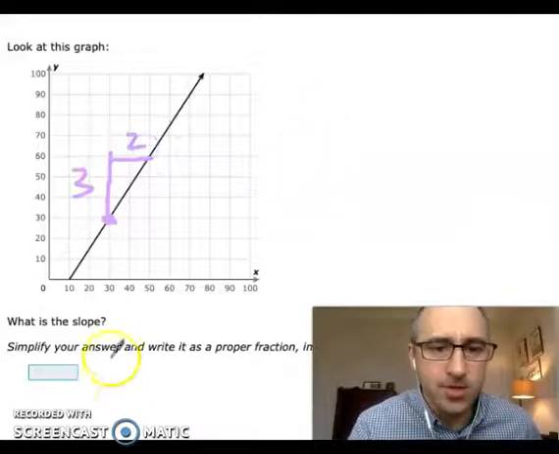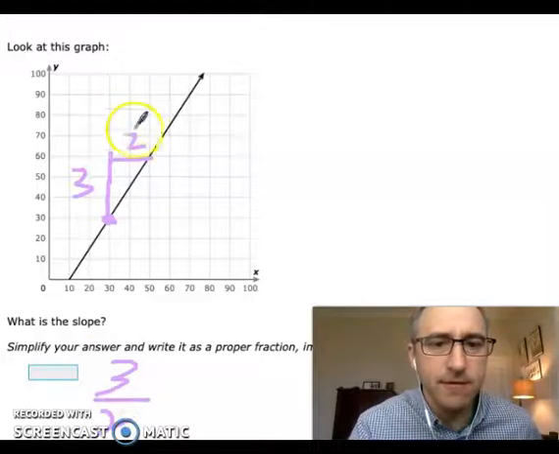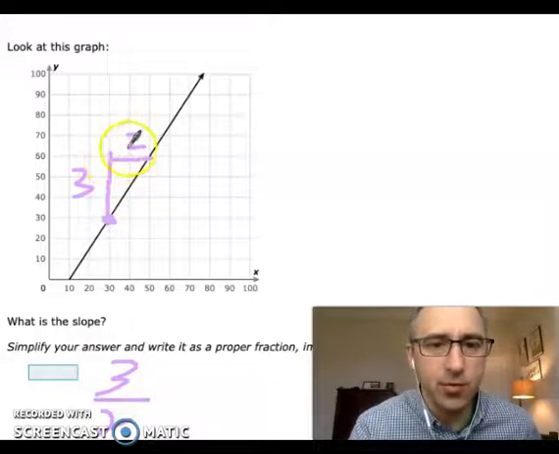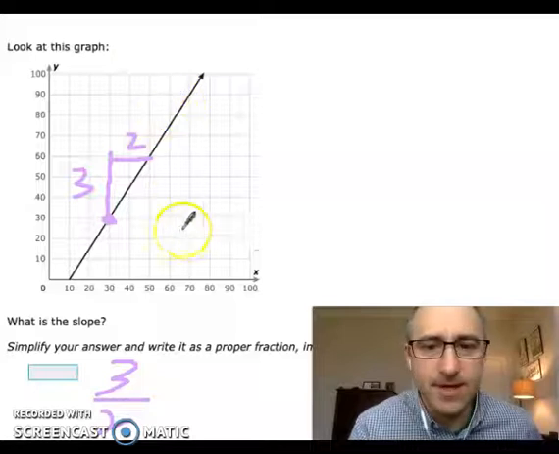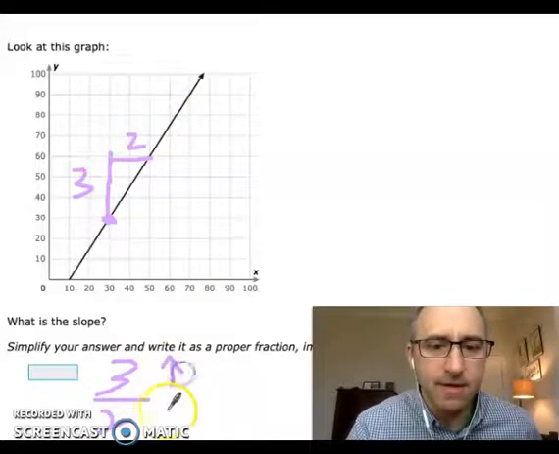Make sure you write your slope down here as 3 over 2. Some of us have been reversing it, and we've been doing run over rise, 2 over 3, but that's not correct. It's always rise followed by run to the right.